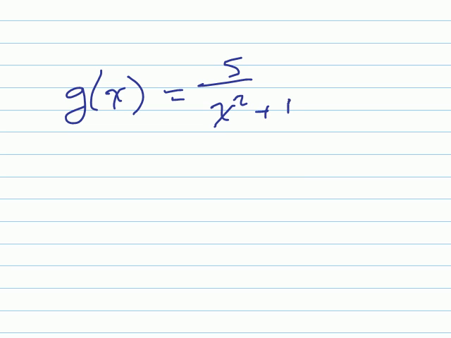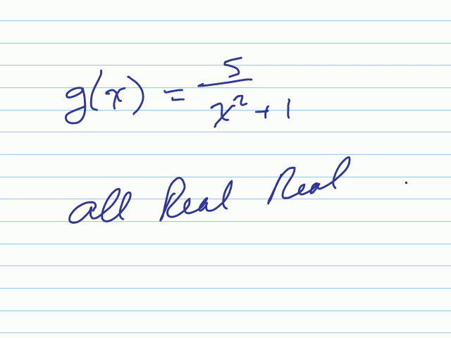Now, if I had, let's say, g of x equals 5 over x squared plus 1. Is there any way to get a 0 there? In other words, is there any way for x squared plus 1 to equal 0? No, there's not, because x squared would have to be equal to negative 1. And you don't square a number and get a negative number. So the domain for this one would be all real numbers.